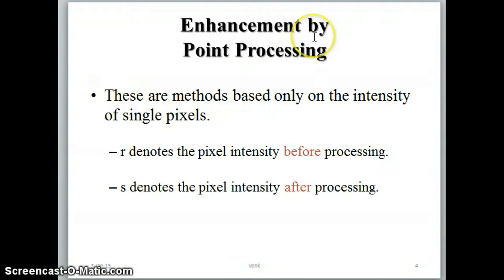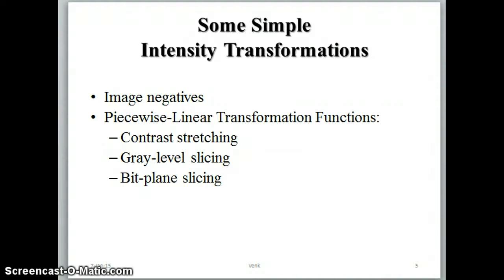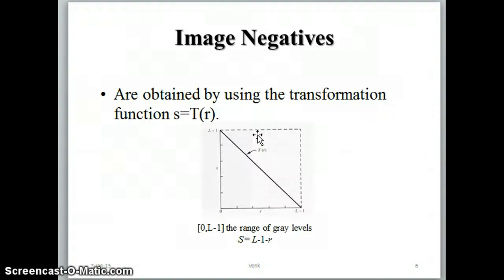Enhancement by point operation: these are methods based only on the intensity of the single pixel. We denote the pixel intensity in the original image as r, and the pixel intensity after the enhancement as s. Some of the techniques that we will be using are image negative, piecewise linear transformation functions, that is contrast stretching, gray level slicing and bit plane extraction.